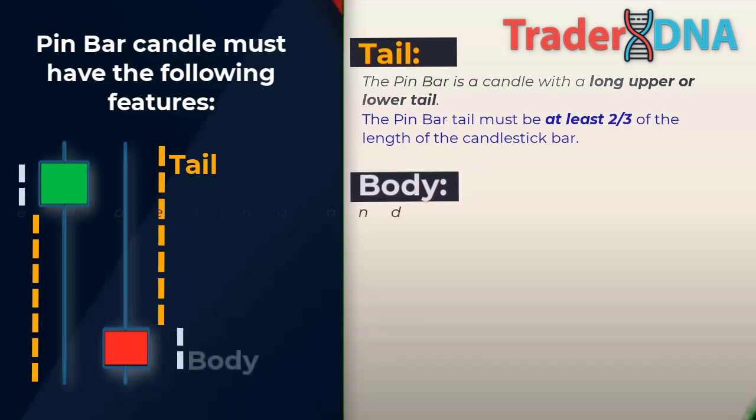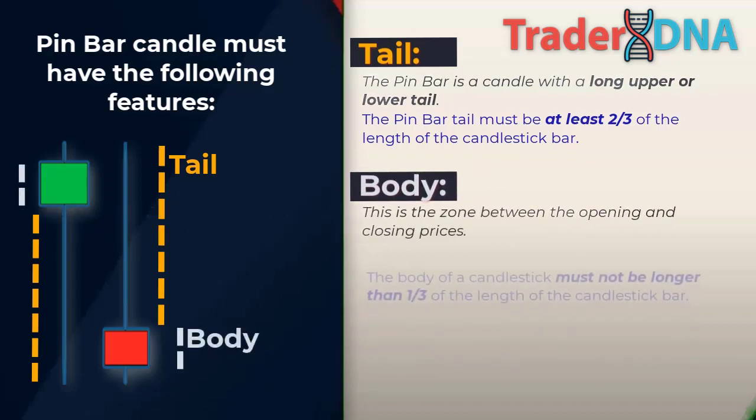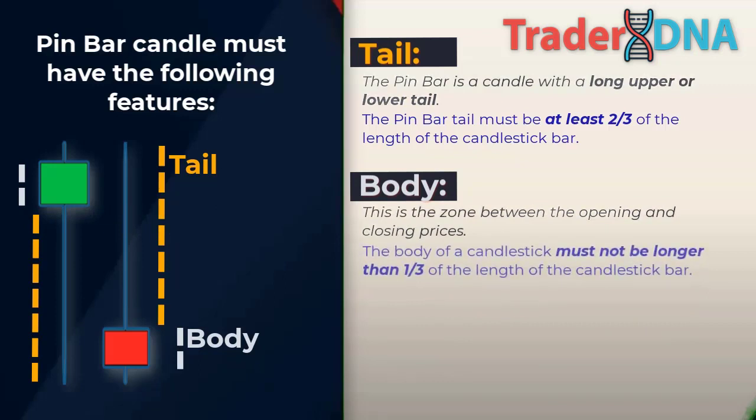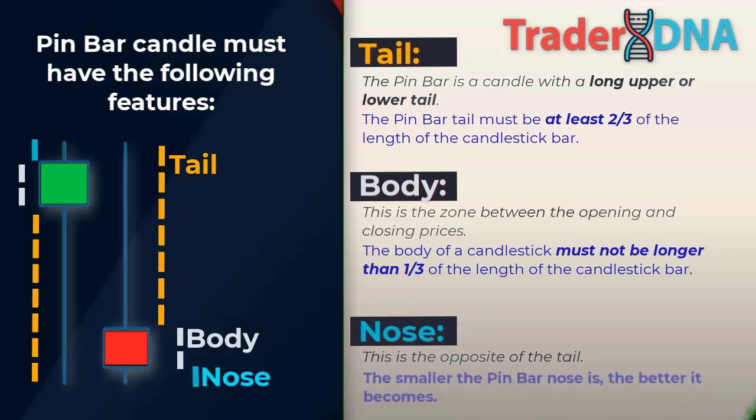Body. This is the zone between the opening and closing prices. The body of a candlestick must not be longer than 1/3 of the length of the candlestick bar. The opening and closing prices of adjacent bars are close to each other or may be equal. Pin bar nose. This is the opposite of the tail. A pin bar does not necessarily have a nose. Sometimes, the pin bar doesn't have a nose because it opens and closes right at the closing price of the candle. The smaller the pin bar nose is, the better it becomes.